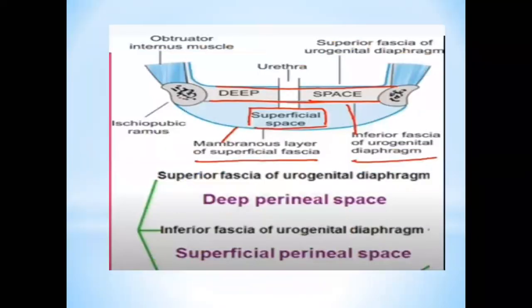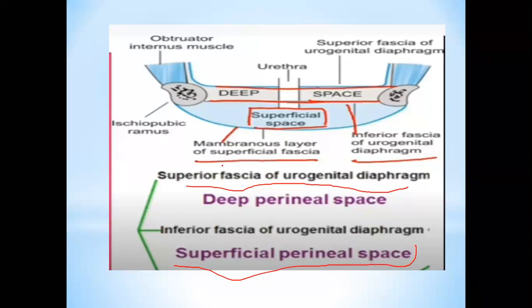Now, just one thing I would also like to explain to you, with regards to the urogenital diaphragm. The deep perineal space is related to the superior fascia of the urogenital diaphragm, while the inferior fascia of the urogenital diaphragm holds the superficial perineal space. So please remember this very important point.